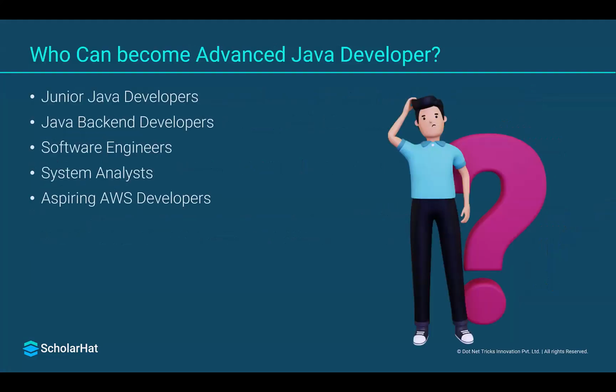If you are already working as a junior Java developer, a Java backend developer, a software engineer, or a system analyst, you might have the aspiration to work on AWS. There you need to build a profile for an advanced full stack Java developer. This is the way you need to prepare for your career.